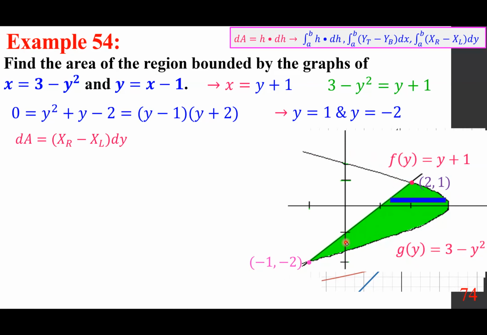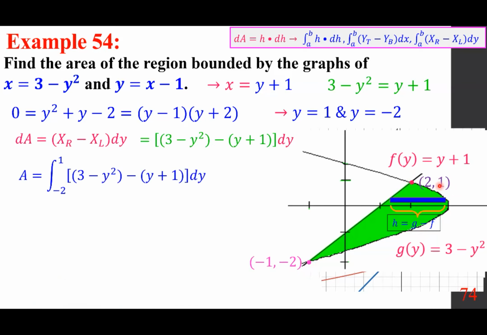So you have x of right minus x of left, g minus f: 3 minus y squared minus y plus 1, dy. And of course, we are going to integrate this from the very bottom to the top. The very bottom y coordinate is negative 2. The very top y coordinate is the y coordinate of this point, which is 1. So it's important to know the limits.